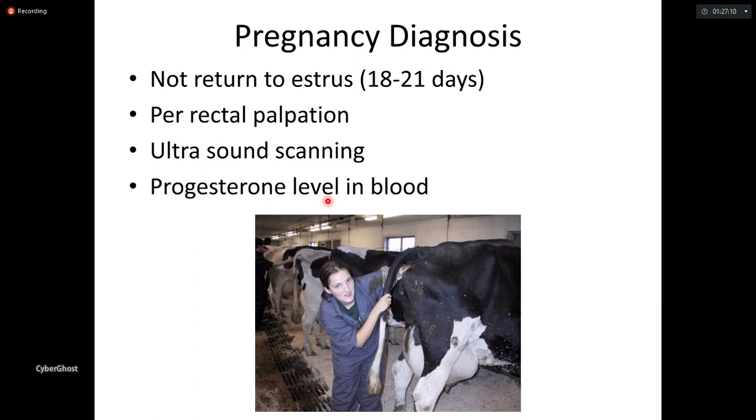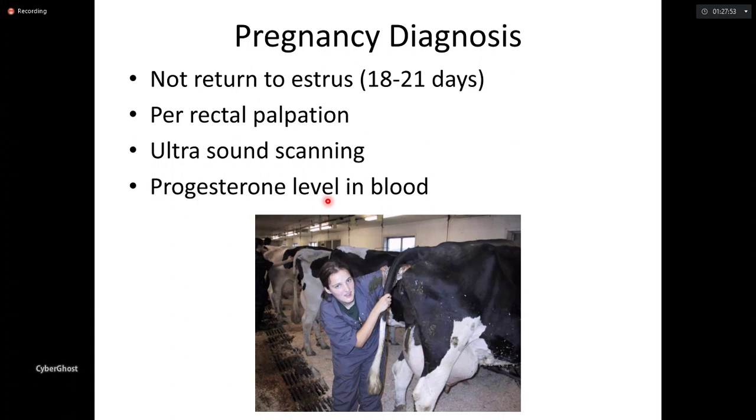Then what we can do is a specific thing called rectal palpation. We put our hand through the rectum, not the reproductive tract, through the digestive system from the back side. We feel inside for whether there is a solid thing inside the uterus. If it is pregnant, you can feel a rough or tough material staying inside the uterus of these animals.